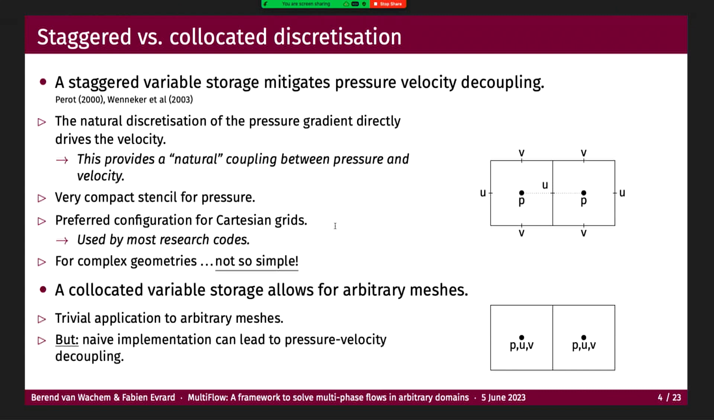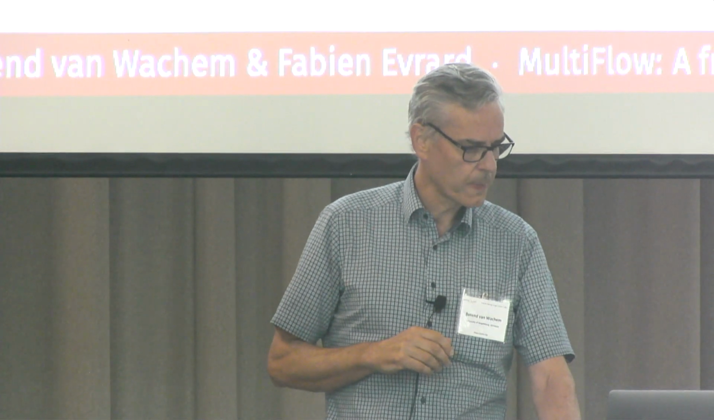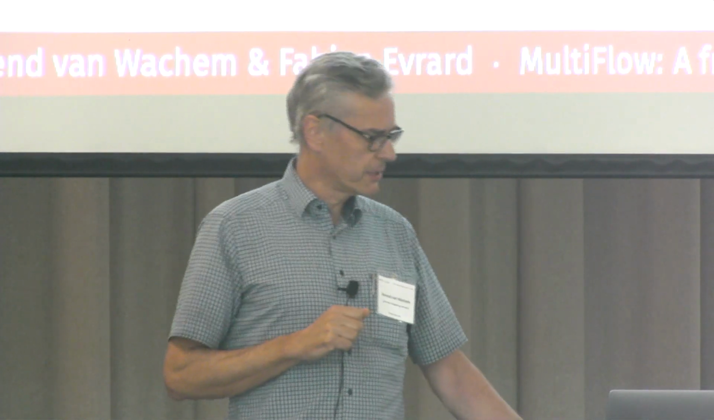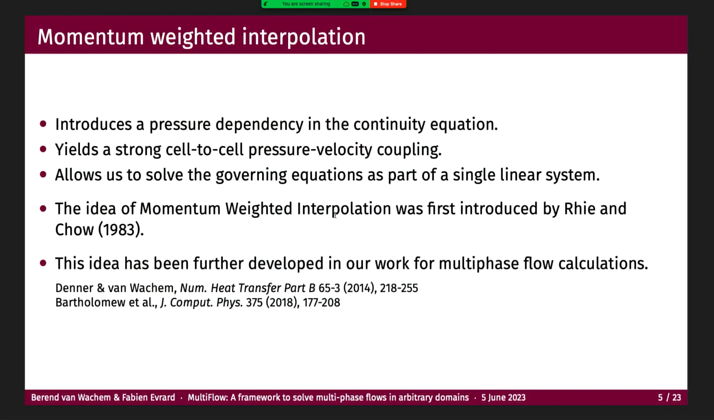So a collocated variable storage is much more natural for finite volumes on an arbitrary mesh element. But if you just implement this naively, you're going to get all kinds of problems, as the pressure and the velocity are going to decouple. So what we adopted is called momentum-weighted interpolation. It was first introduced in the paper of Rhee and Chow, but they have just one single paragraph. They don't really say clearly what they do, but over the years, it's become more and more clear.